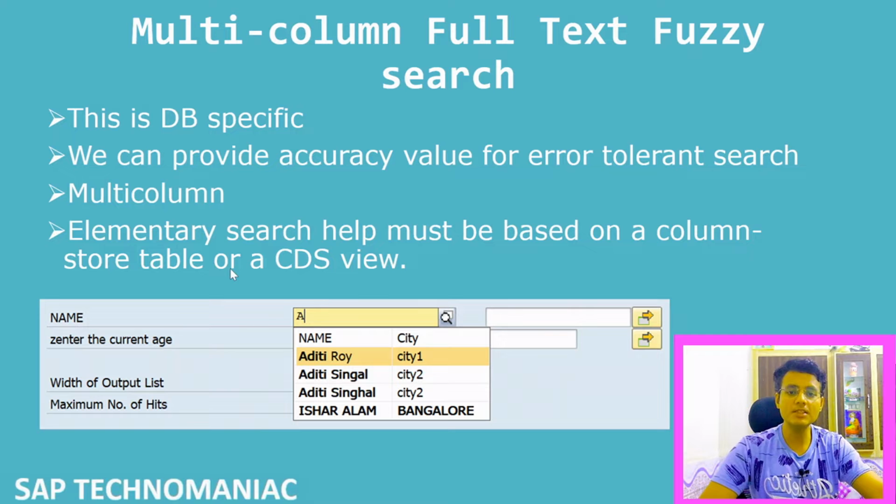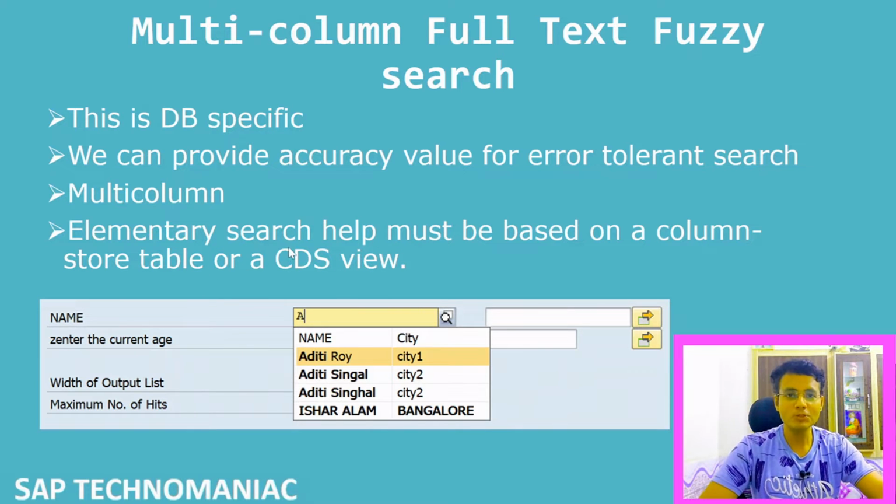The second thing is fuzzy search, which means that even if there is a little bit of mismatch, it still works. Suppose we enter a wrong value: instead of the correct value RAM, I have written REM. It will still give the result for RAM, or RM as well. If there is a single character mismatch, or we miss a single character, it will try to fix it, or at least give the help for those values. This is called fuzzy search. And one more important thing: to create this kind of multi-column fuzzy search, our elementary search help must be based on a column store table.